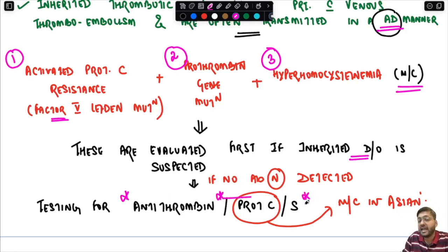Now remember, among Indians or especially among Asians, protein C deficiency is much more common as compared to these three. So if the question is the most common inherited thrombophilia among Asians, the answer will be protein C deficiency. If nothing is mentioned, in that case activated protein C resistance is the most common inherited thrombophilia.